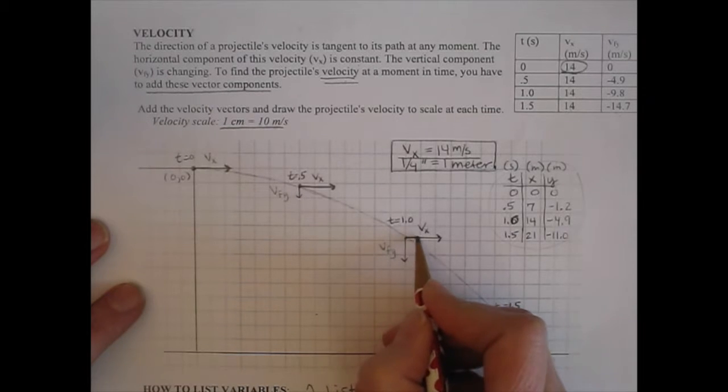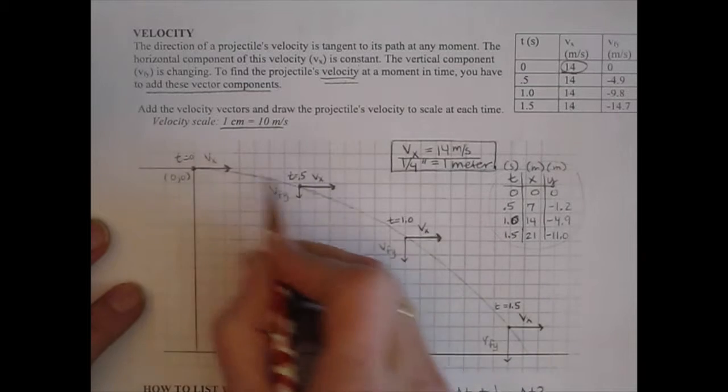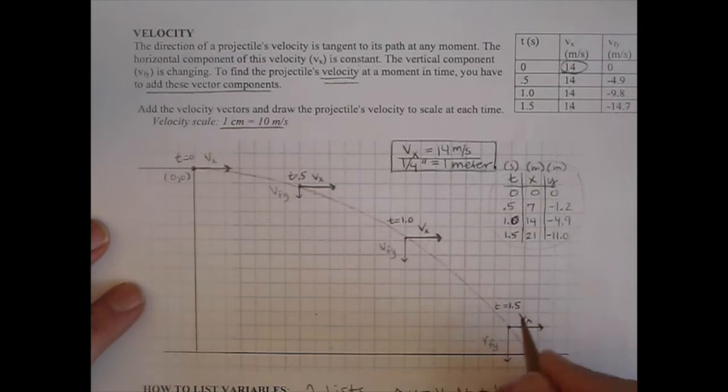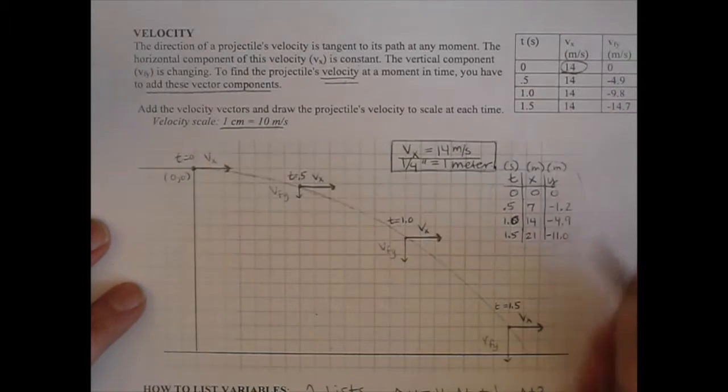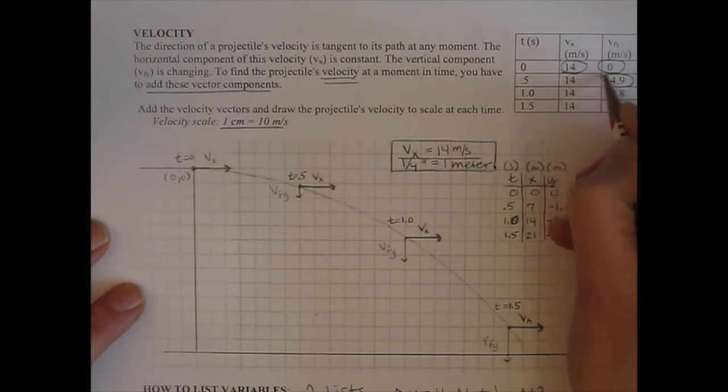At 1 second, it's still moving sideways at the same rate. So once again, Vx is the same, it's still 14. And at 1.5 seconds, Vx is still 14. Now the vertical velocities are changing.